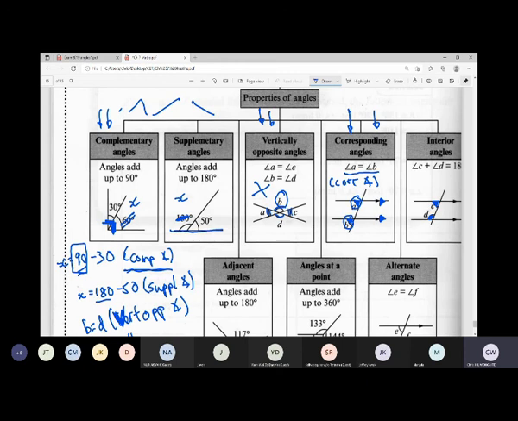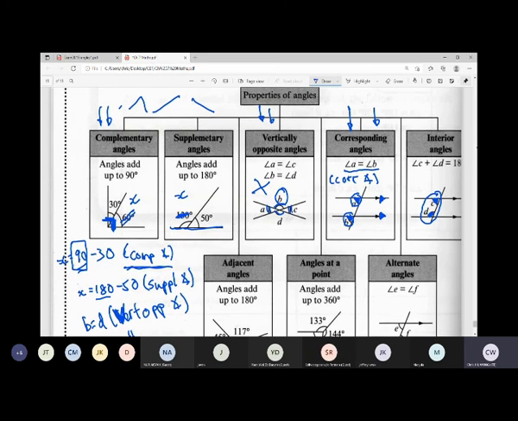But when you're talking about interior angle, they are not equal, but when you add the two angles together, angle C and angle D, it will give you 180 degrees. So you have angle C plus angle D will give you 180 degrees.